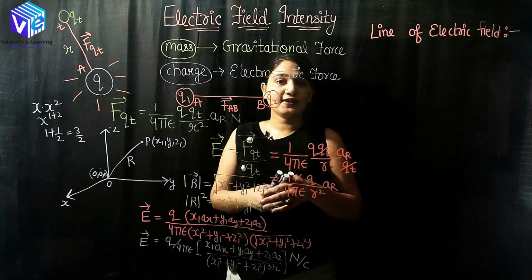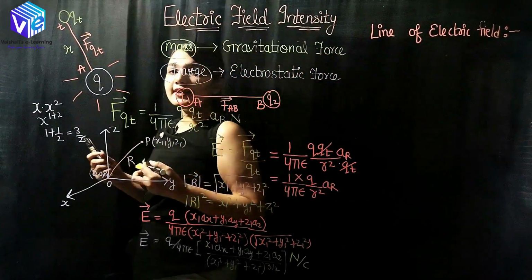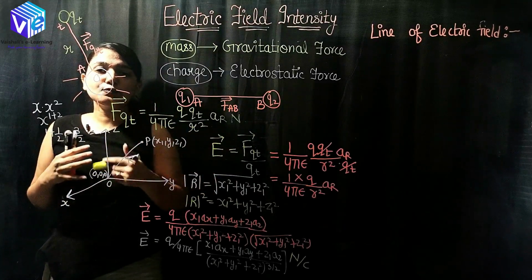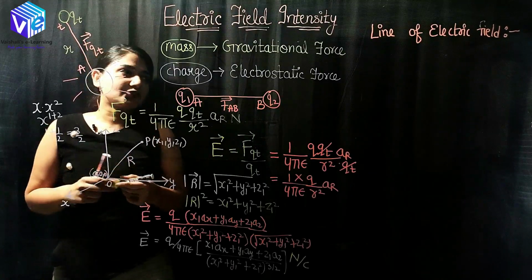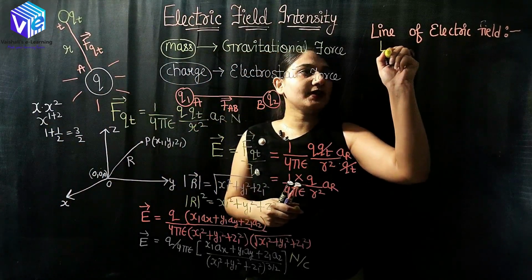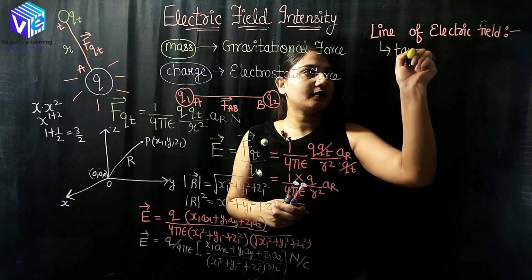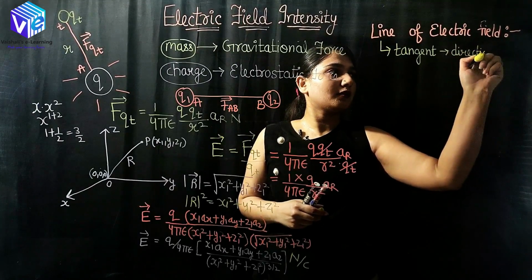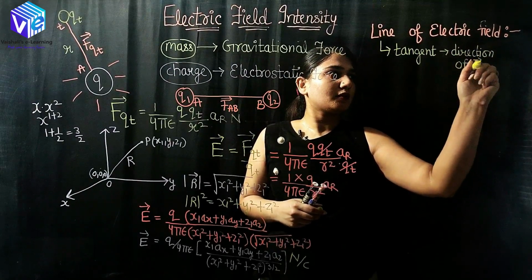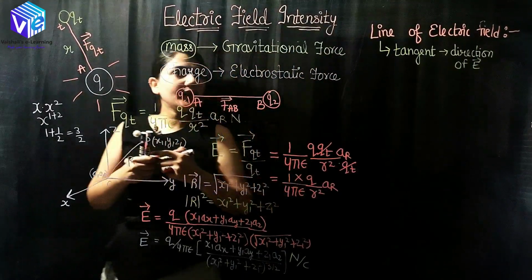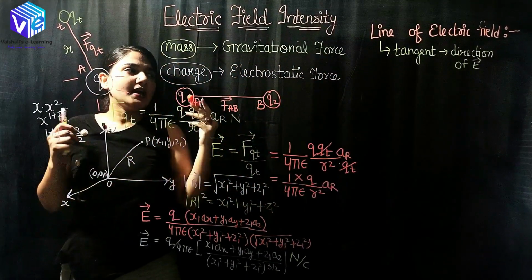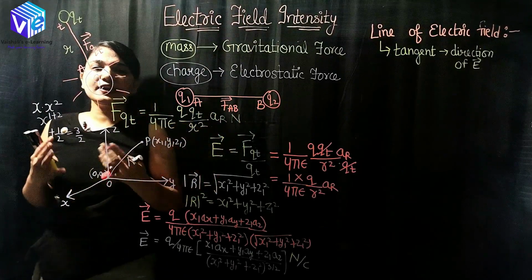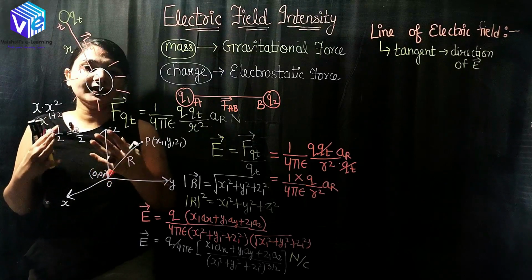So what are the line of electric field? The line of electric field are the lines surrounding the charge. The tangent to these lines will give me the direction of the electric field. Okay, so the tangent on the line of the electric field will give me the direction of electric field. Also, the line of electric field give me the information about the intensity of the electric field.